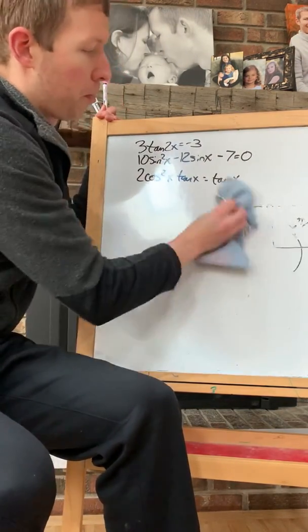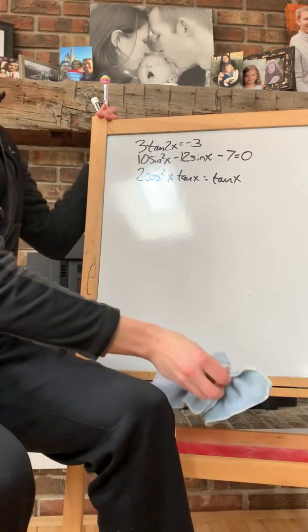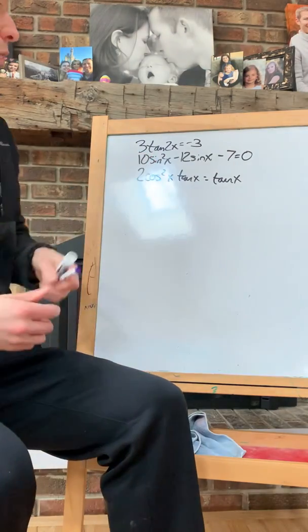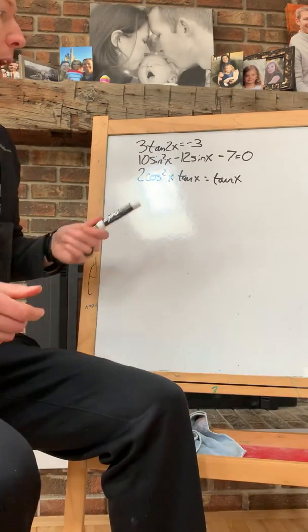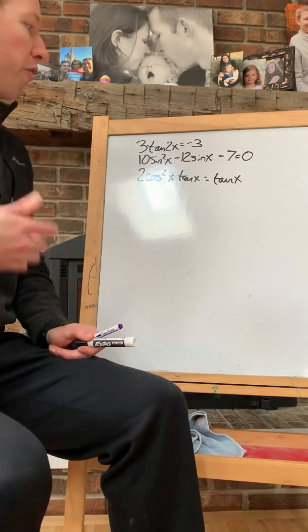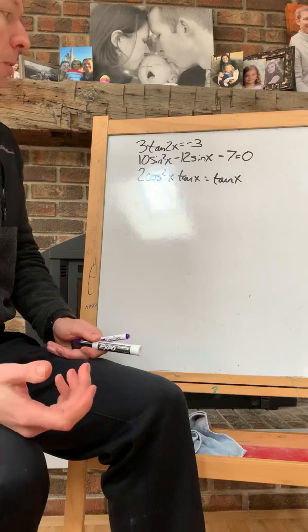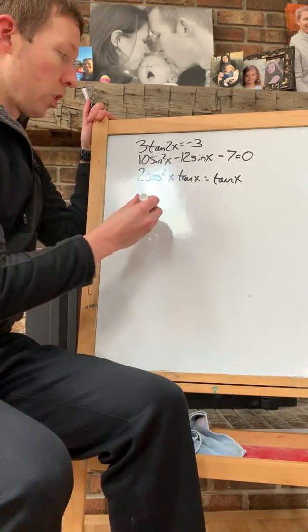Let's look at another problem. Let's take a look at this second one, which says 10 sine squared of x minus 12 sine of x minus 7 equals 0. In a previous lesson, I talked to you about how we could do this via factoring. But sometimes factoring might not work very well, in which case we're going to do this using the quadratic formula.